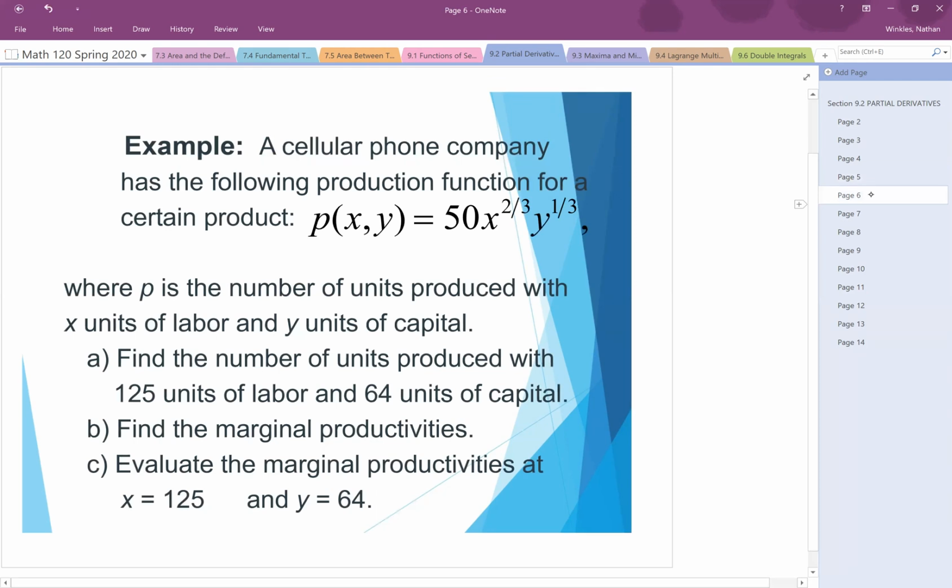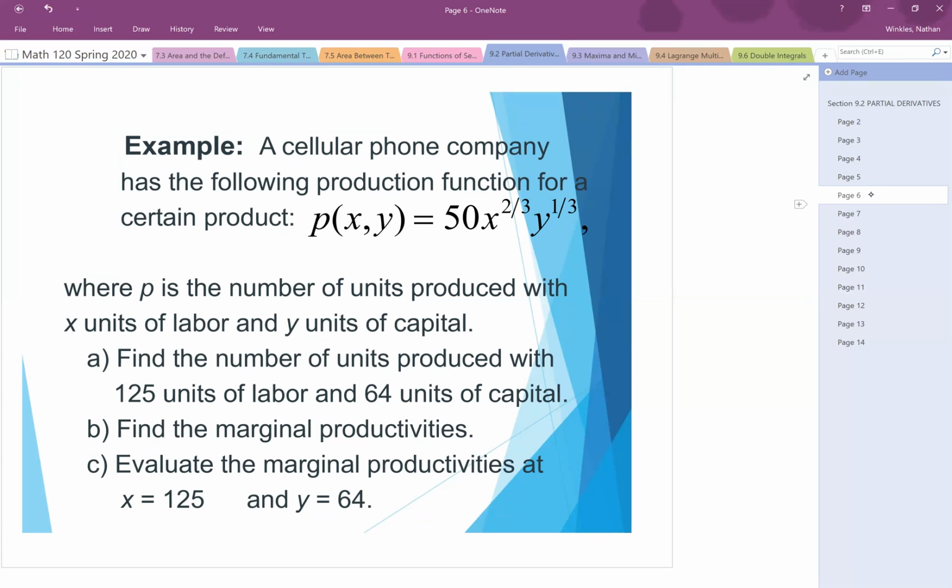So, an application for our business and everything. A cellular phone company has the following production function for a certain product. P of xy equals 50x to the 2/3 y to the 1/3, where P is the number of units produced with X units of labor and Y units of capital. We're told to find the following three things. Find the number of units produced with 125 units of labor and 64 units of capital.